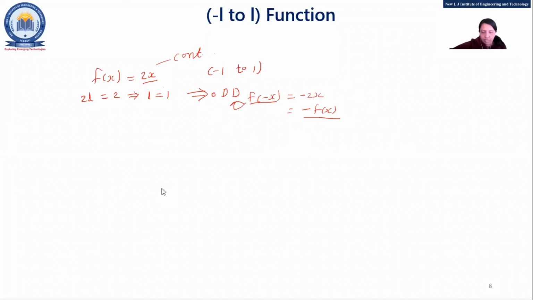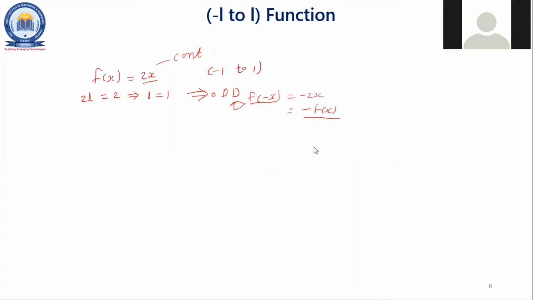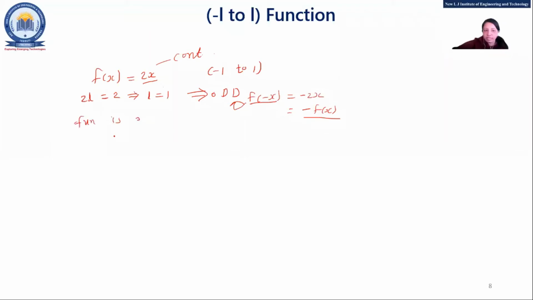Yes, ma'am. If the function is odd, which values are supposed to be 0? We have seen in minus pi to pi, the same rule is applied here also. A0 and An. Yeah, so the function is odd, right? Function is odd, so we can say that A0 and An both are 0.